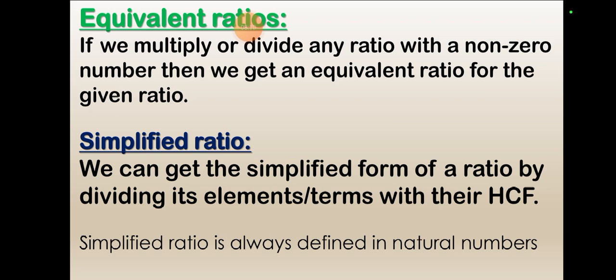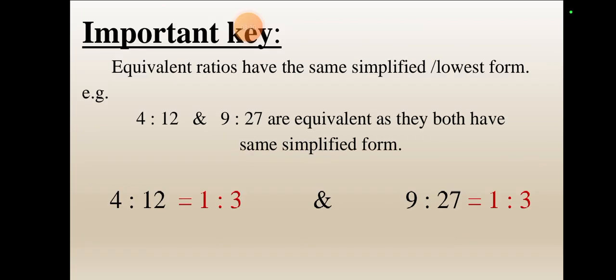Simplified ratios: we can get the simplified form of a ratio by dividing its terms by their HCF, the highest common factor. Simplified ratios are always defined in natural numbers, starting from 1. Important key: equivalent ratios have the same simplified or lowest form, like 4 ratio 12 and 9 ratio 27 are equivalent as they both have the same simplified form.